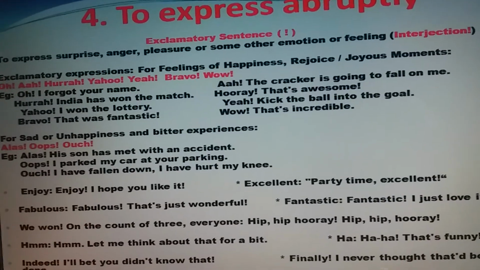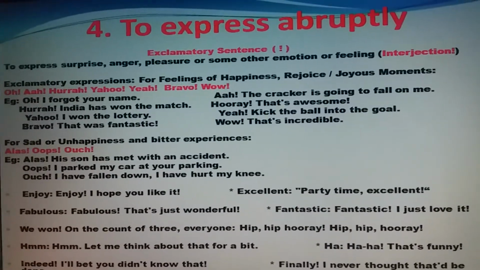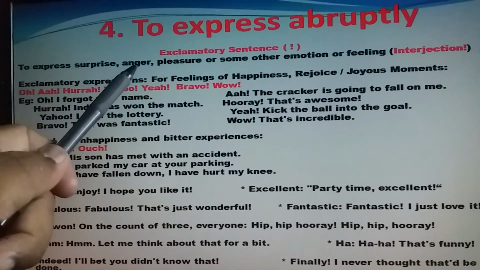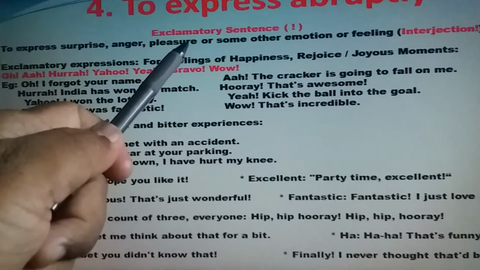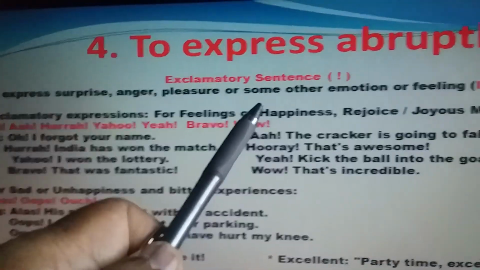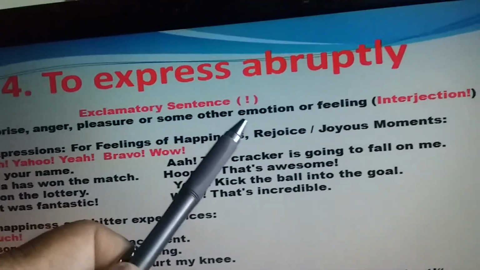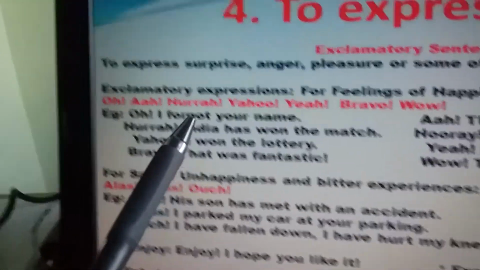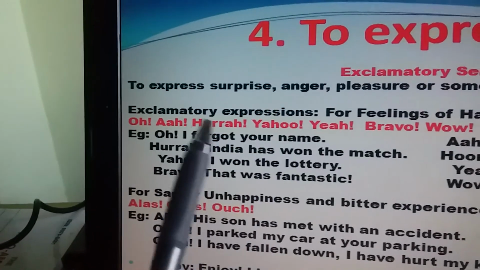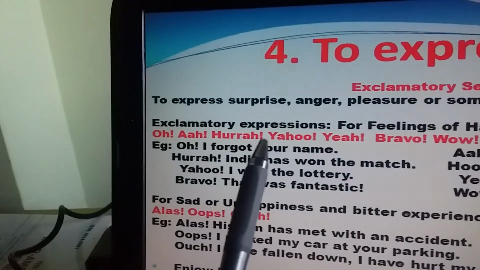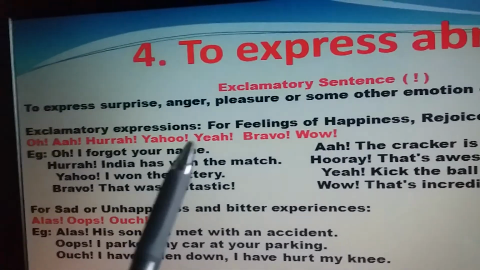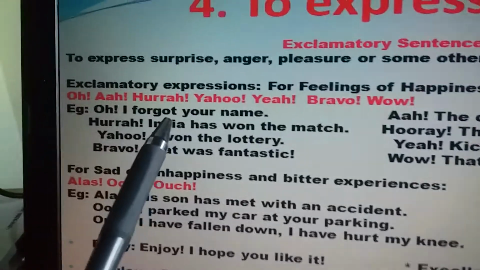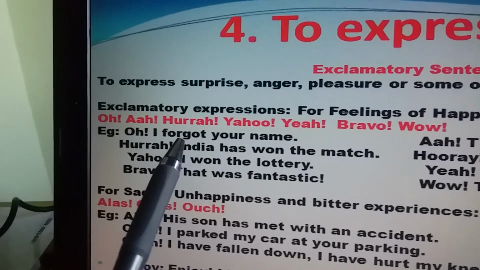In the same way, the last structure here is to express abruptly. It is to express surprising feelings, anger feelings, pleasure feelings, and some other emotions or feelings, that is with an interjection, exclaiming something. We are using exclamatory expressions. For example: oh, ha, hooray, yahoo, yeah, bravo, wow, like that. By using a sentence like this: oh, I forgot your name.